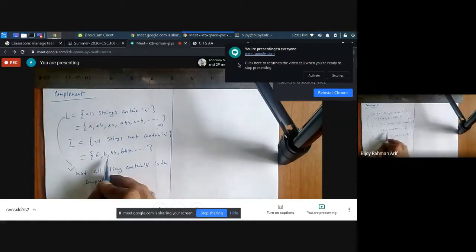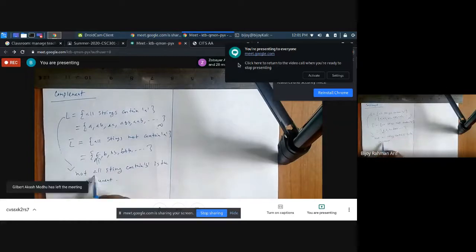Right? It is not the complement. Yes, we have an epsilon. That's why it is broken. So be careful about doing the complement. All right.